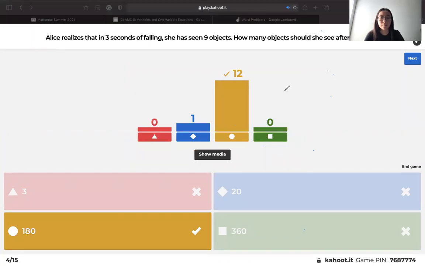So the answer for this one is 180, and a lot of you got it right. Some of you are saying it's a simple ratio, but we can also do it with a linear equation. Here, 3x equals 9. Then we get that x is equal to 3. Then 1 minute is 60 seconds. So you do 60 times x, or 3, since x is 3, which gives us 180.